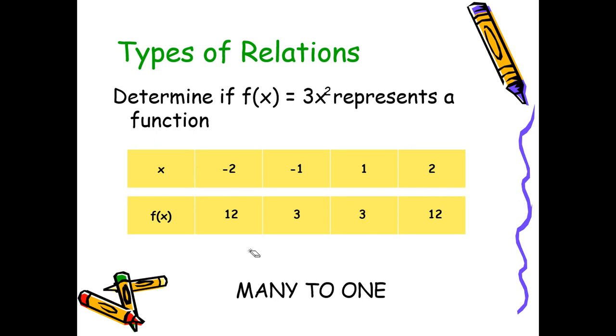Okay, ibig sabihin po nun, kahit po si negative 2 po yan, tapos correspond siya kay 12, si positive 2 kay 12 pa din, considered pa din po yan na function. Kahit po dalawa po yung sakop ni range kay domain. Basta lagi lang natin tatandaan, ang kailangan lang pong mag-exact 1 or unique is yung range. Kahit naka-many pa po si domain, basta si range po, isa lang po, that is still a function. So this relation, many to one, is also a function.